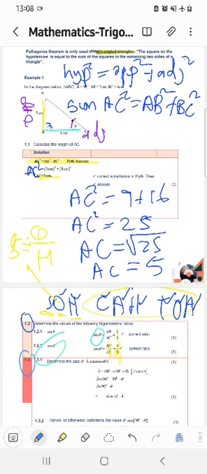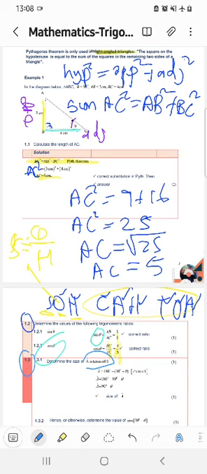activity 1.3. That's saying determine the size of angle A in terms of theta. So take note here, in terms of theta. So meaning your answer must be in terms of theta. So what we've learned is that the sum of angles in a triangle is 180 degrees.